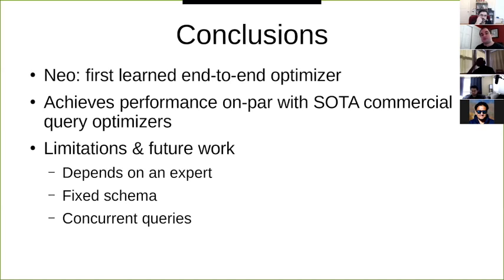The second major limitation of Neo is that it assumes a fixed schema. And this is a huge deal breaker for practical applications, right? If you add a column, drop a column, new table, remove a table is actually okay. But add column, drop column, new table, any of those kind of schema language, DDL stuff, you got to retrain the model, right? When we featurize those.